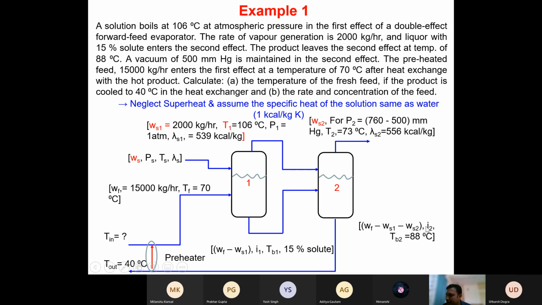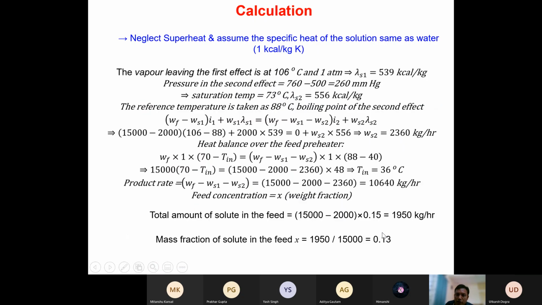I2, the enthalpy, is Cp dT, isn't it? So Cp into delta T. Delta T is what? 88 minus reference temperature. Reference temperature is also 88. So this becomes 0. So in order to get rid of this second term here, we take the reference temperature as 88.